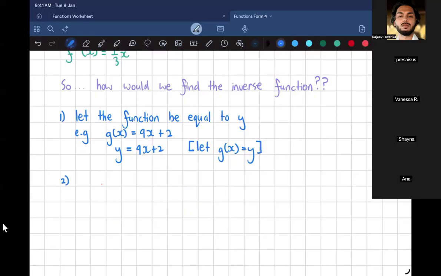Nice. Let's look at the second step. The second step is you want to swap x and y. Because you're doing the inverse, you want to swap the x and the y too. So let's continue from here, Sheena. We have y is equal to 9x plus 2. If I swap the x and the y, what would I end up with?